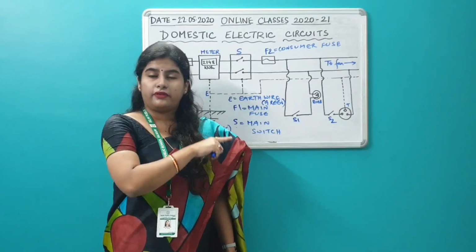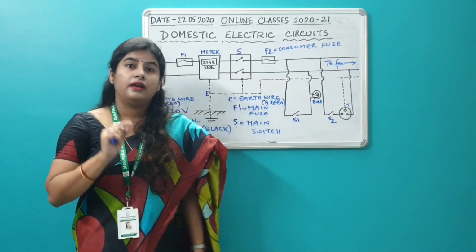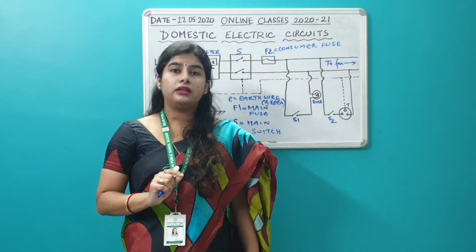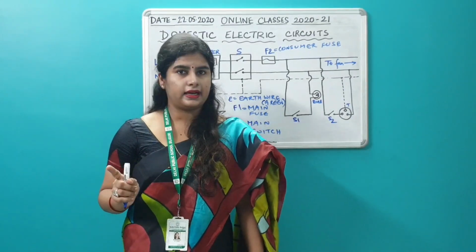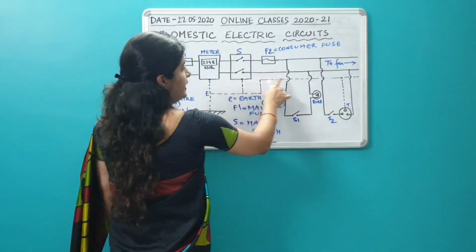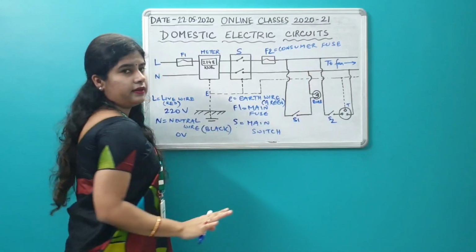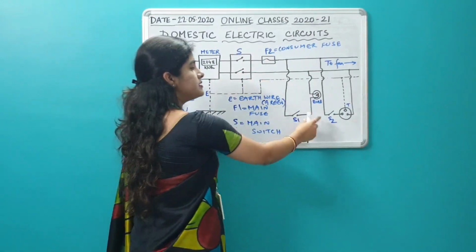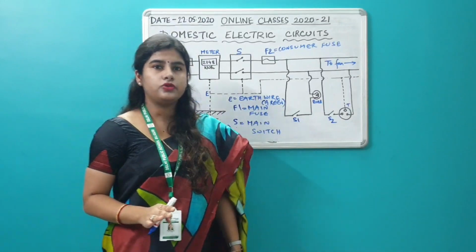By looking at the color, we can easily differentiate which one is which wire. L, the red wire, is the live wire. N, neutral wire, is black, and earth wire is green in color. So earthing is very necessary. So this is the earth wire. The three wires are entering, and remember the circuits that we have in our houses.